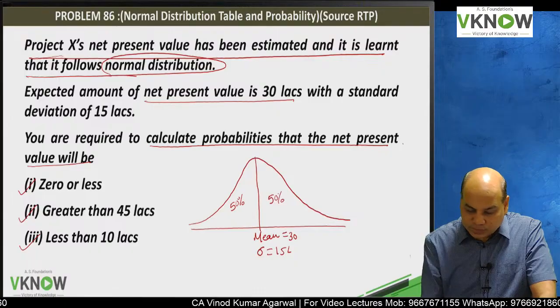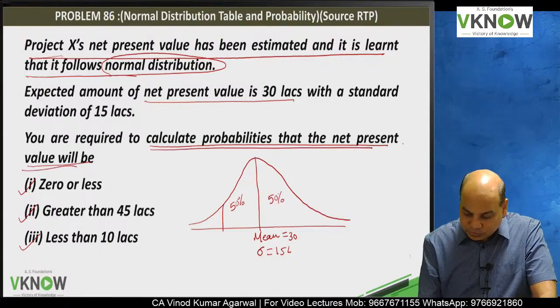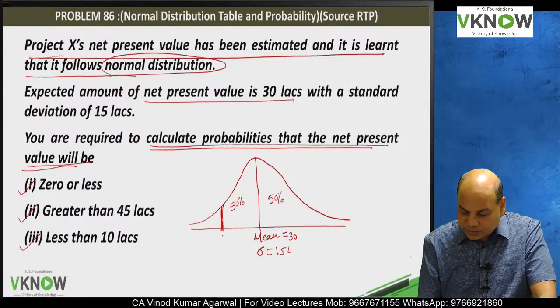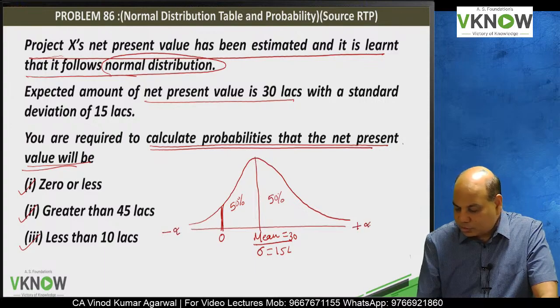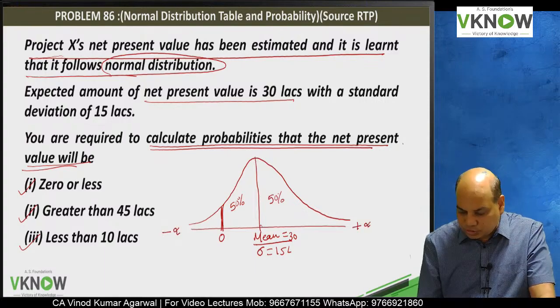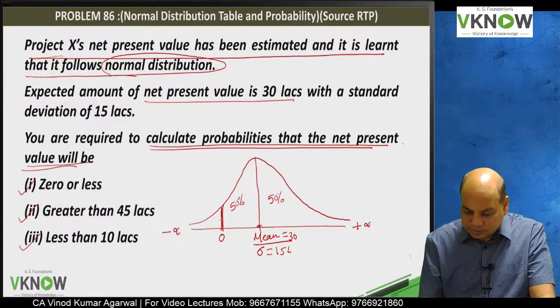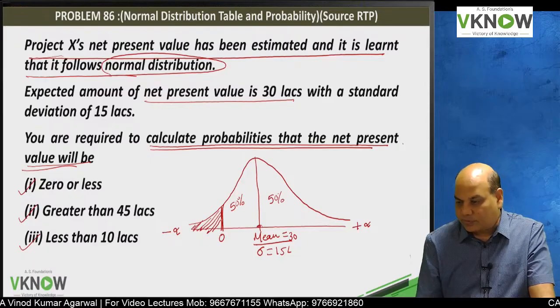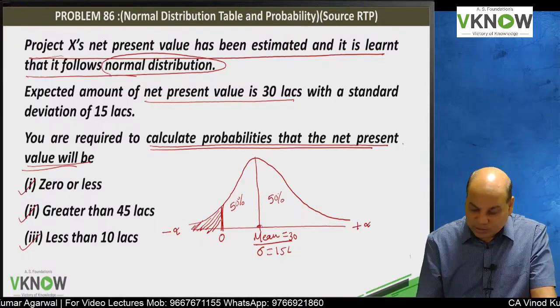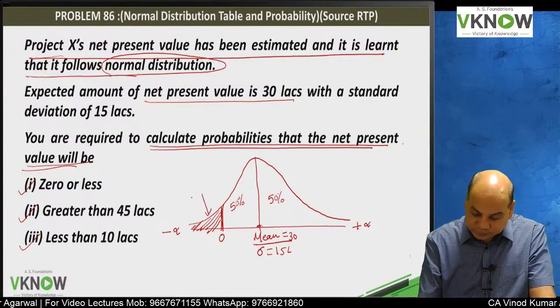Question is, what is the probability that NPV will be 0 or less? 0 will be on the left side because it is 30. Number starts from minus infinity to plus infinity. So 0 would be on the left side of the mean. And you have to find the probability of this area, 0 or less. You have to find the probability of this area.